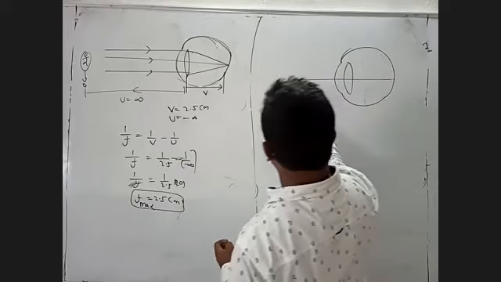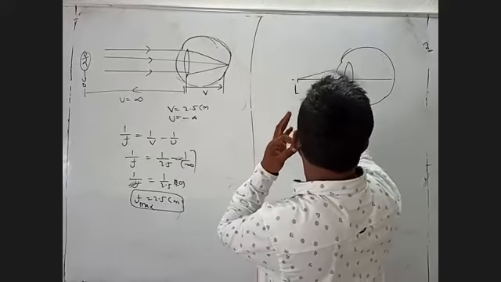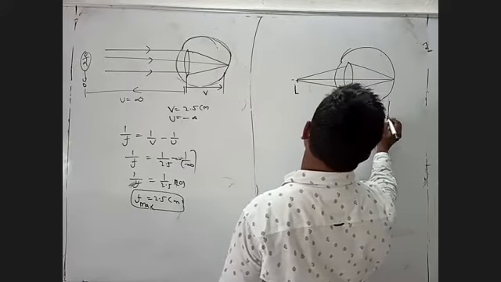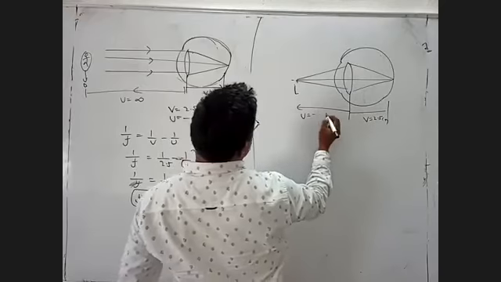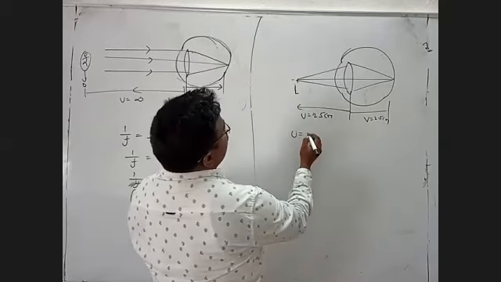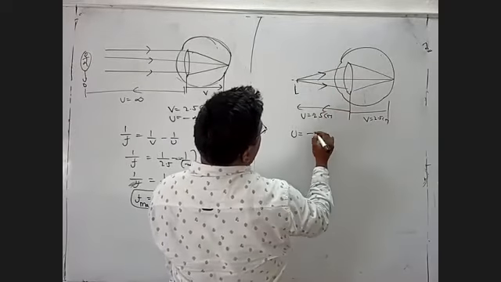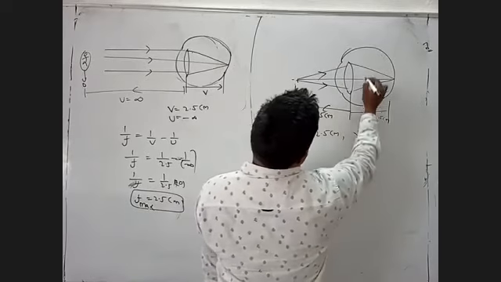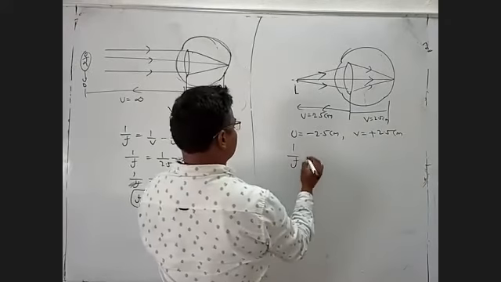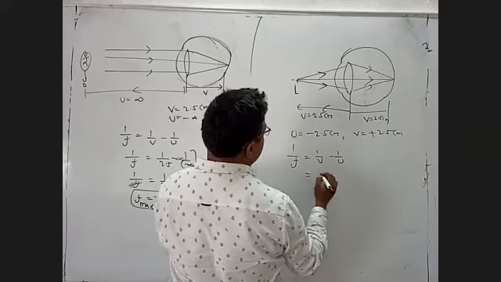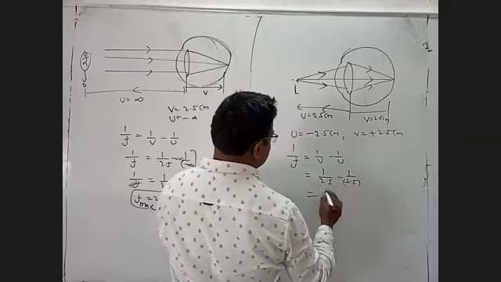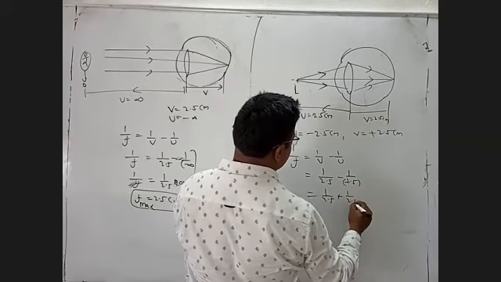Suppose the object is at a very large distance. From here to here it is 2.5 centimeter. So u is equal to a very large distance, and v is 2.5 centimeter. Using the lens formula, 1 by f is equal to 1 by v minus 1 by u, which is 1 by 2.5 plus 1 by 25.